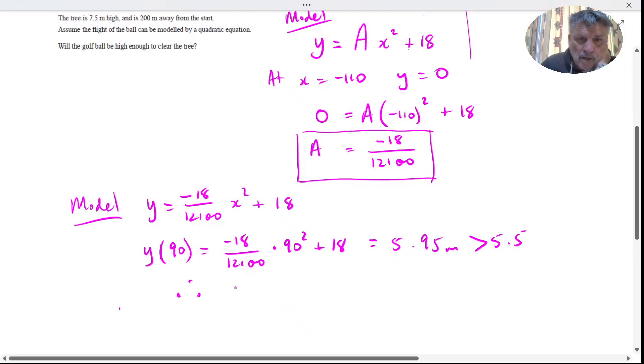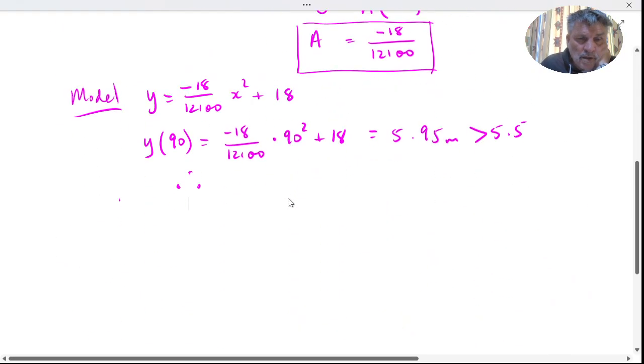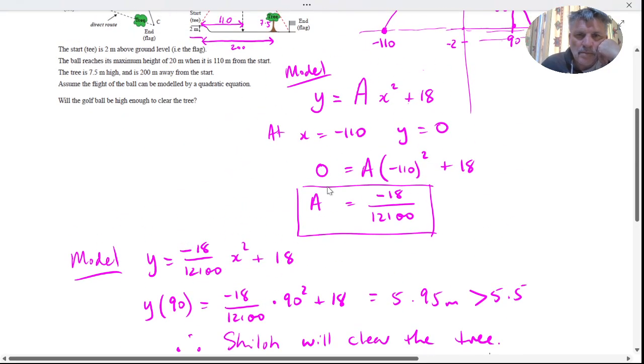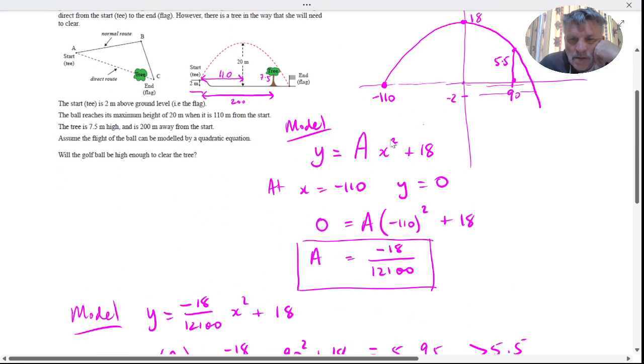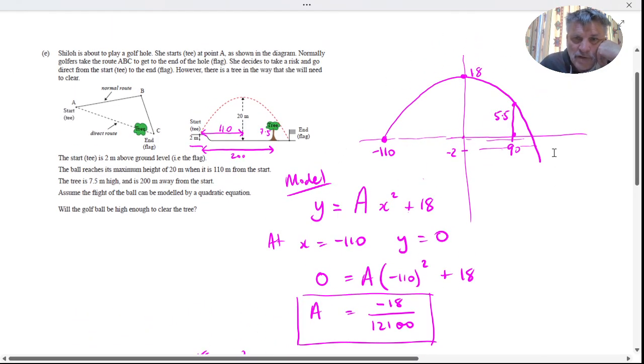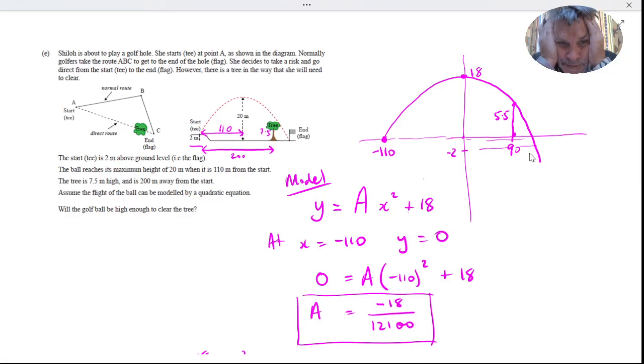Therefore, Shiloh will or can clear the tree. Yep, so the ball will be high enough if it follows this parabolic path. As I said, let's try and do the question with a different set of coordinates.